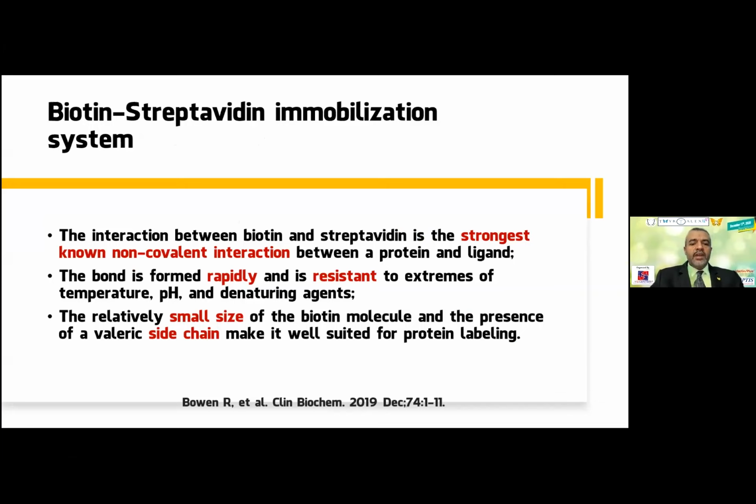The interaction between biotin and streptavidin is one of the strongest known non-covalent interactions between a protein and a ligand. This bond is formed rapidly and it resists temperature, pH, and denaturing agents. It has a small size and possesses a side chain that makes it suitable for labeling or marking. So we use biotin and streptavidin in immunoassays to measure hormones.